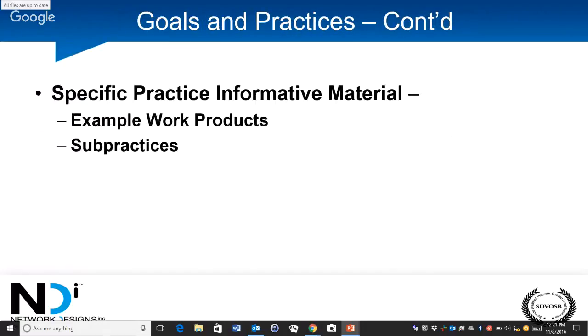Furthermore, there's specific practice informative material. We need to show example work products. We need to show examples of what the final product is. If we have pieces of that, we show that artifact or that document. And furthermore, if we have sub-practices that are broken out of there, we may need to show that broken down. It may involve more than just one big practice that we do, or more than one big process. So we need to show those things in addition to the fact that we are handling the goal and the practices under them.